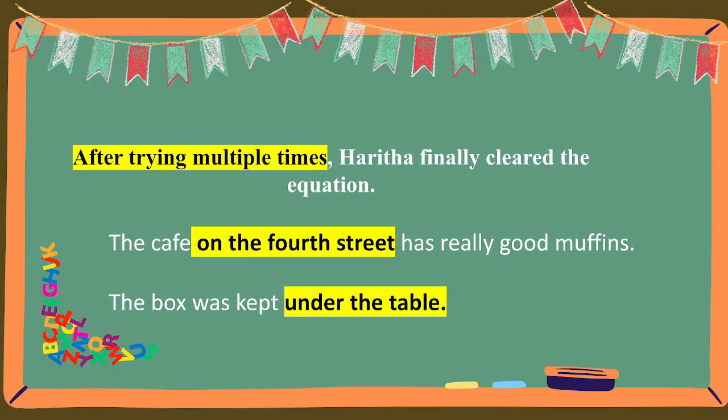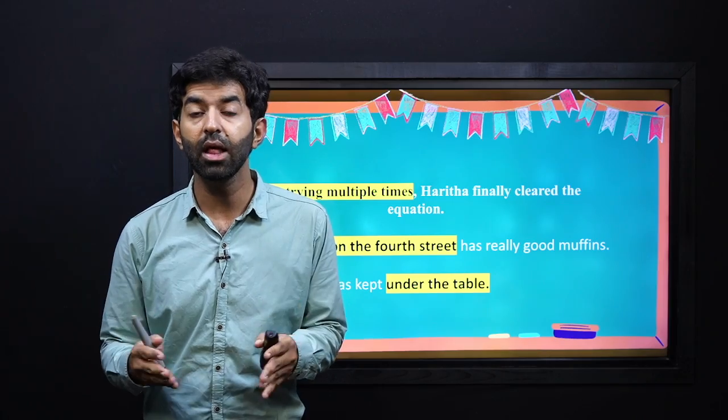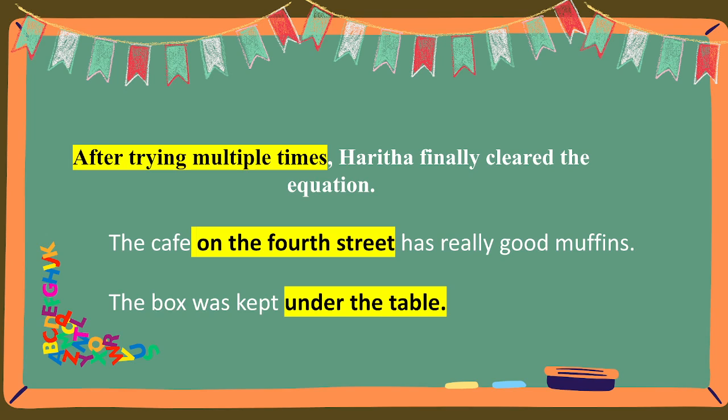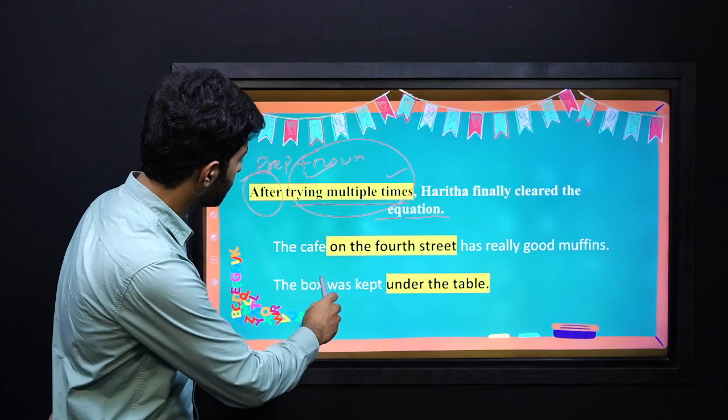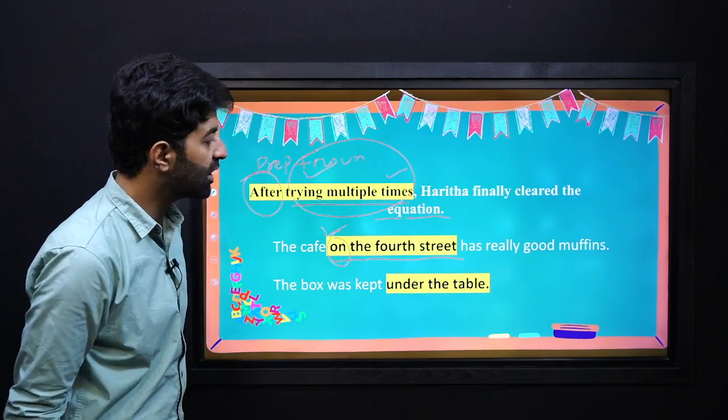Now, how can we spot a prepositional phrase? They can come at the start of your sentence, in the middle, and also at the end. We have different examples. After trying multiple times, Haritha finally cleared the equation. Now, where is our preposition? After. And this part is our phrase. So, preposition plus the rest of the phrase ends with your noun. This is our prepositional phrase at the start of the sentence. In the middle, on the 4th street, on is our preposition and street is a noun.